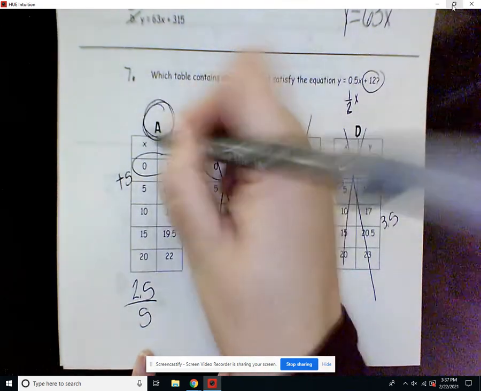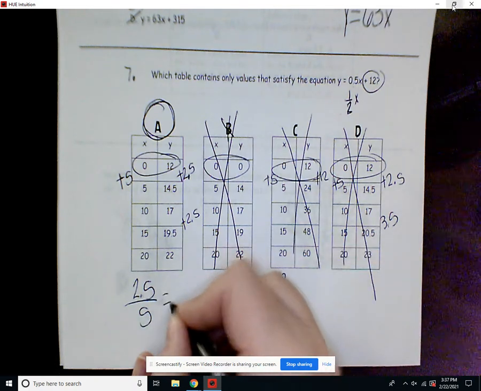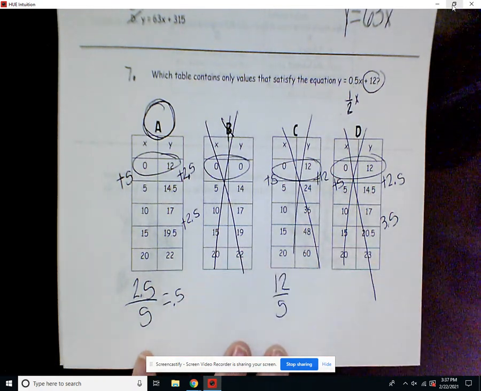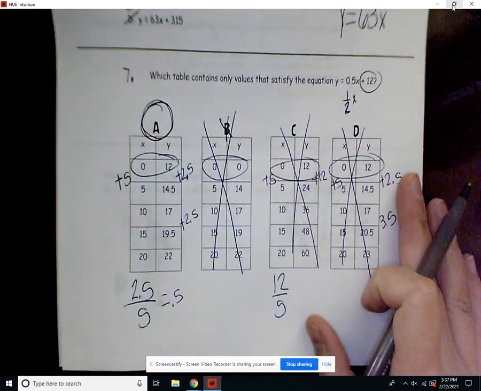And so our answer is going to be A. And 2.5 over 5 is 0.5. So we really don't actually have to do any work to find the 0.5. Okay, so let's look at number 8.